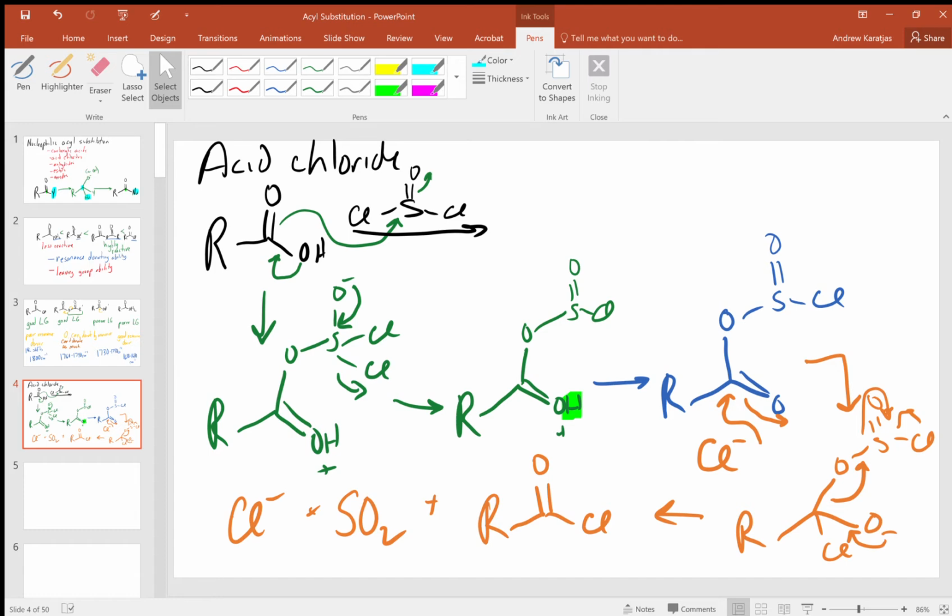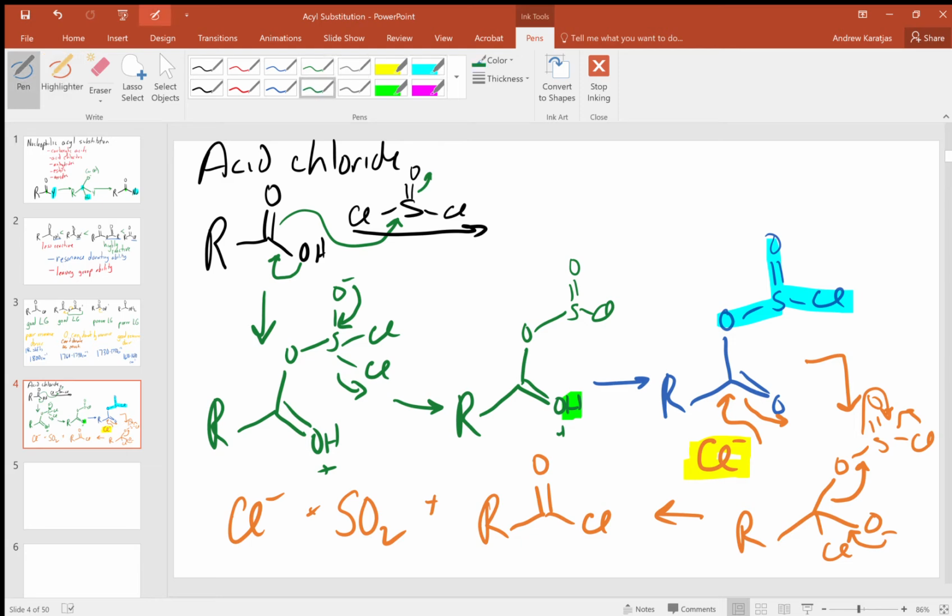Well, these last couple steps that I've drawn in orange here, you can see that's exactly what's happening. The chloride here, that's our nucleophile. This O sulfur chlorine, we had it labeled as our Y group on the previous page. But what we're seeing here is the chlorine attacks the carbonyl. We shift the pi electrons up onto oxygen.